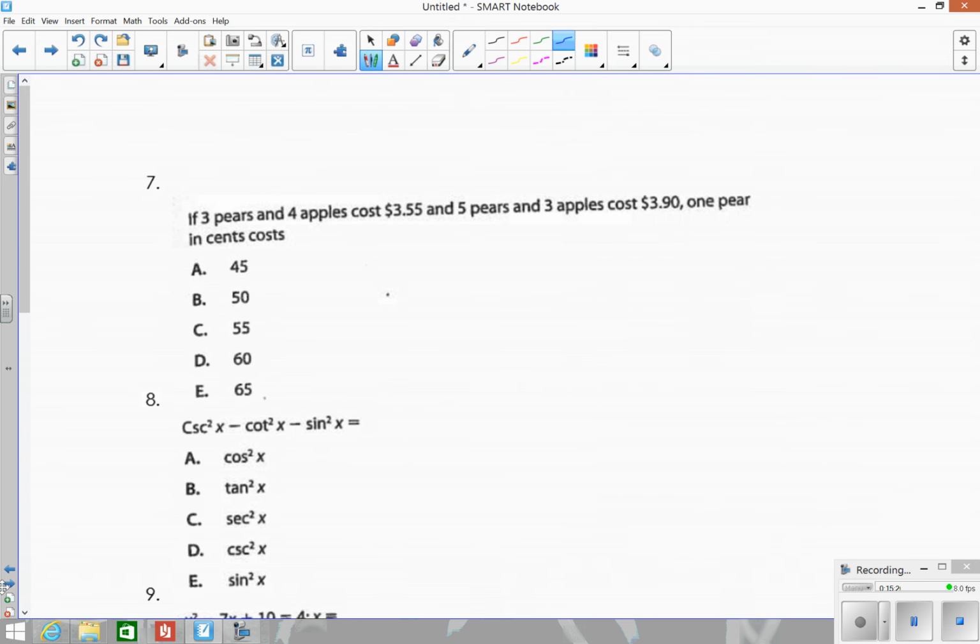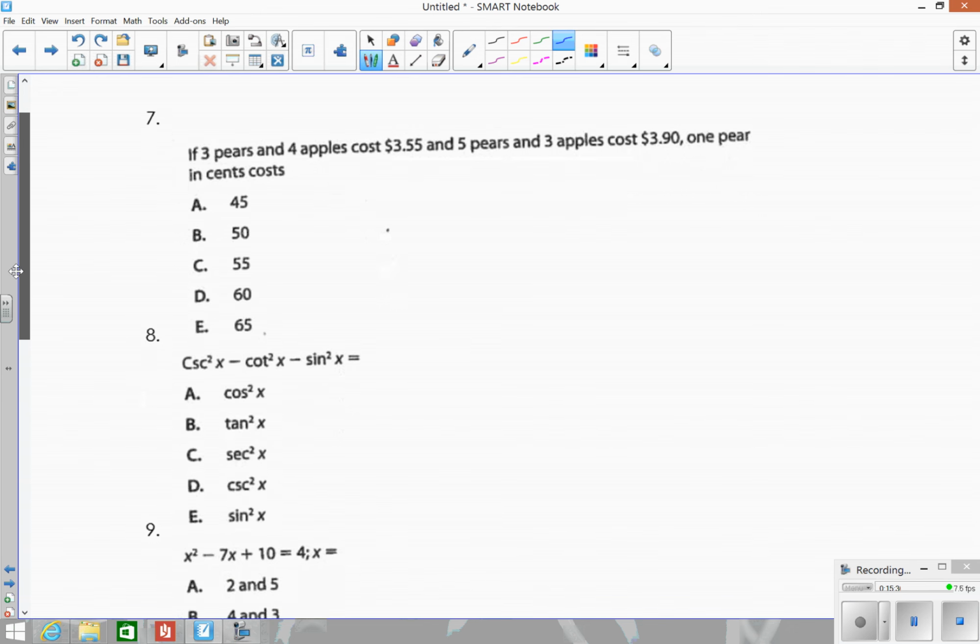The next example here is talking about the cost of pears and apples. So 3 pears and 4 apples cost $3.55. 5 pears and 3 apples cost $3.90. 1 pear in cents cost. So first thing I'm going to do is I'm going to write some let statements.